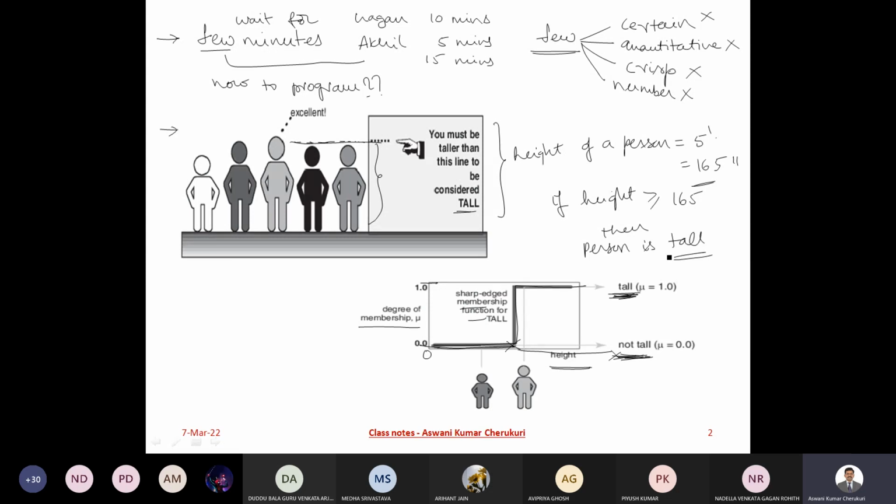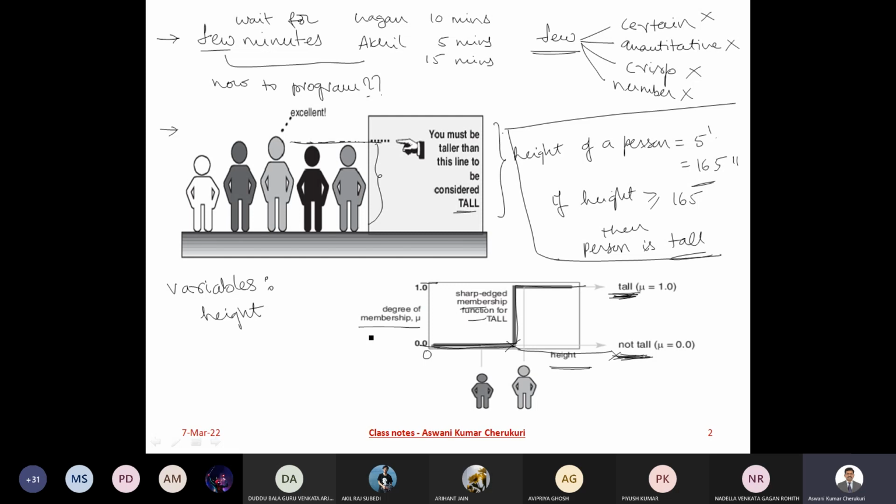Okay. Now the point is, look at the variables we have here. What are the variables you are seeing in this particular case? What I have written here. Tell me the variables. Height is one variable, right? And degree of membership is the dependent variable. No. We will come to the degree of membership a little later. Don't worry about degree of membership.